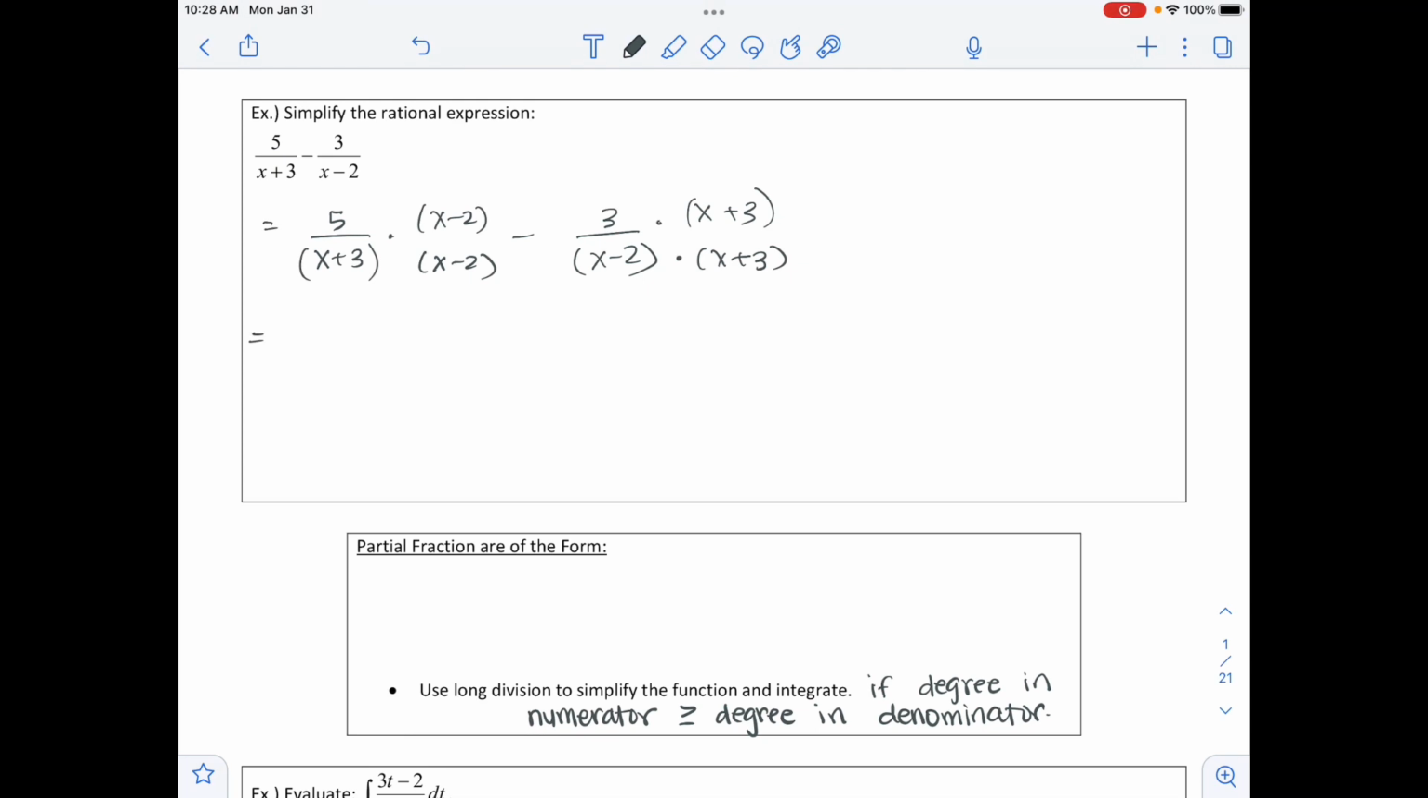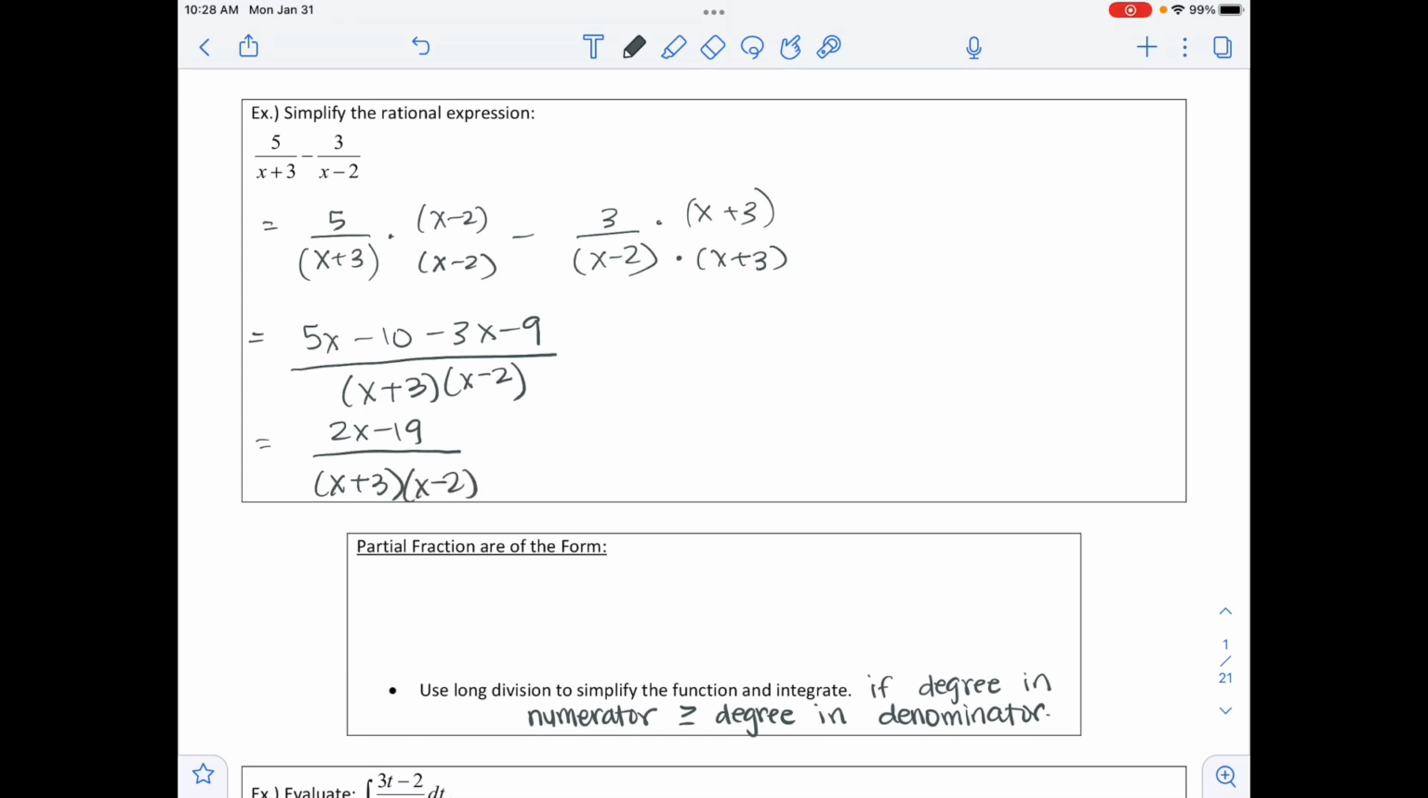From here, if we were to distribute the 5 to the x minus 2, we get 5x minus 10. Next, I'm going to distribute negative 3, since there's a minus sign there, to my x plus 3 to get minus 3x minus 9, all over my common denominator, which is x plus 3, x minus 2. From here, we can simplify and combine like terms in the numerator. And doing that, we end up with 2x minus 19. And that denominator is the same. It would stay x plus 3 and x minus 2.